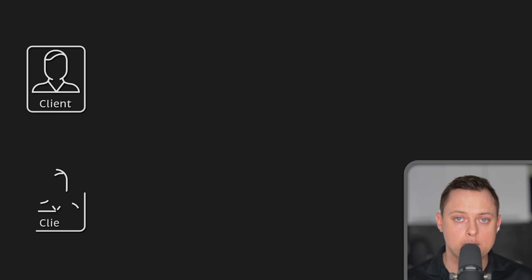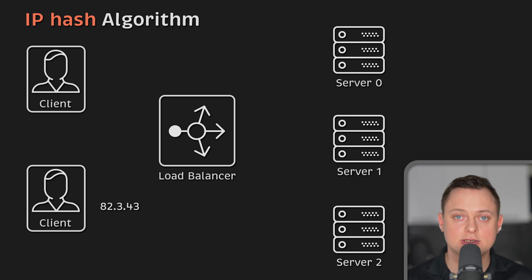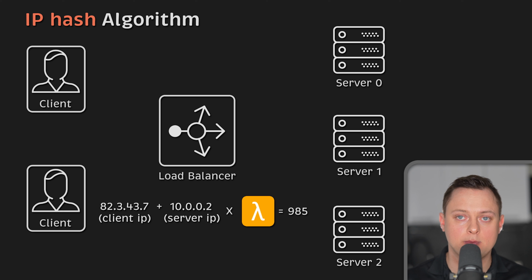Next are the hashing methods, and the most common among them is IP hashing. It combines the source and destination IP addresses and uses a mathematical function to convert them into the hash. Based on the hash, the connection is assigned to a specific server.